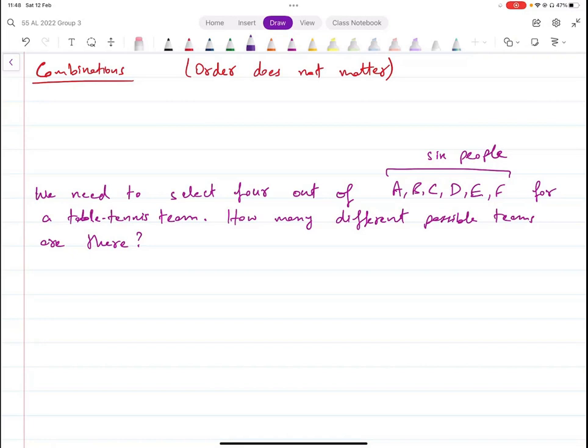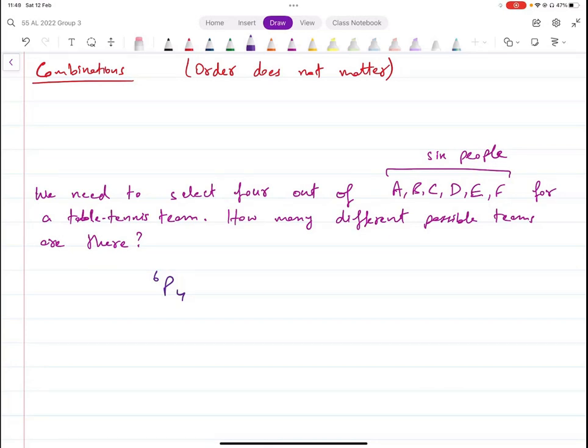Acha, let's say yahan pe agar order matter karta hota, to hum kya karte? We would do simply P4, right? Six mein se arrange four objects agar order matter karta hota. We could just do 6P4, right? But yahan pe order matter nahi karta, iska matlab kya hai?